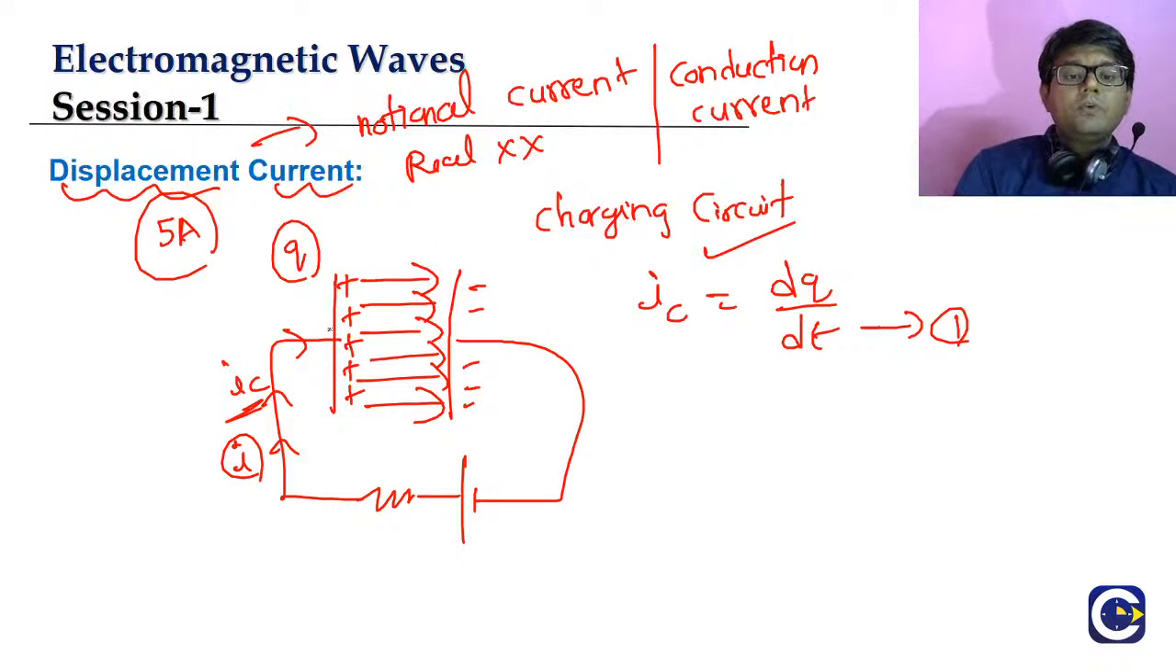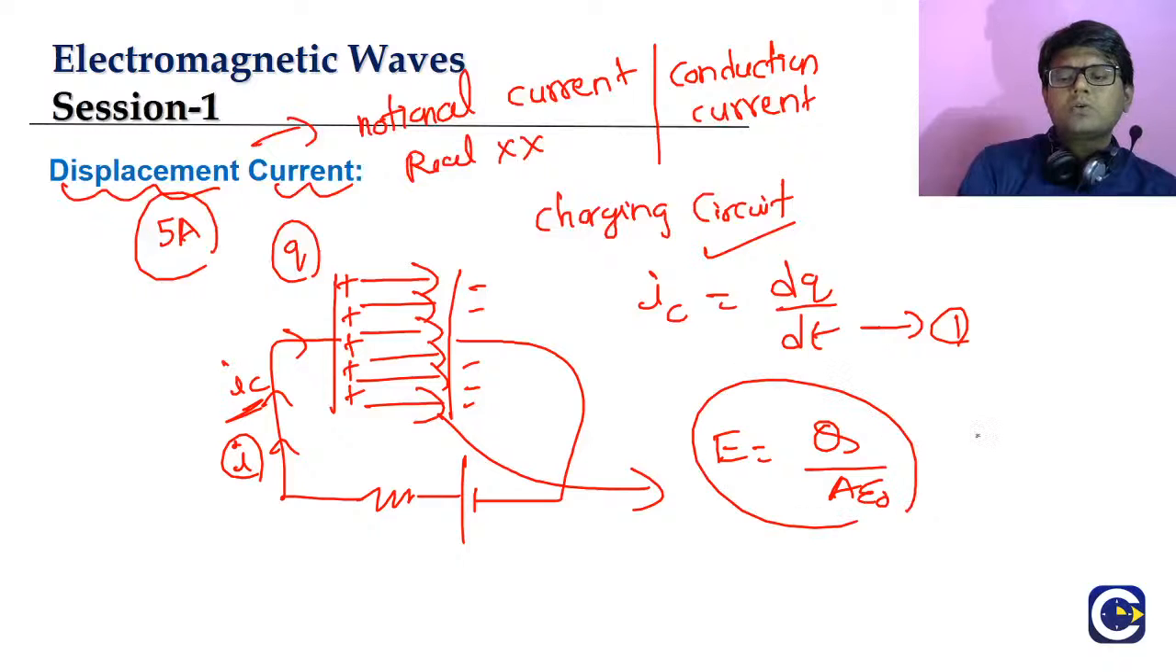So if you look at the electric field in the region, what is the electric field formula? Q by A into epsilon naught. If we take the charge at that instant as small q, it will be q by A epsilon naught, since we are taking the charge at the given instant as small q. So this is our electric field. Of course, the electric field will also change with respect to time, because charge is changing.